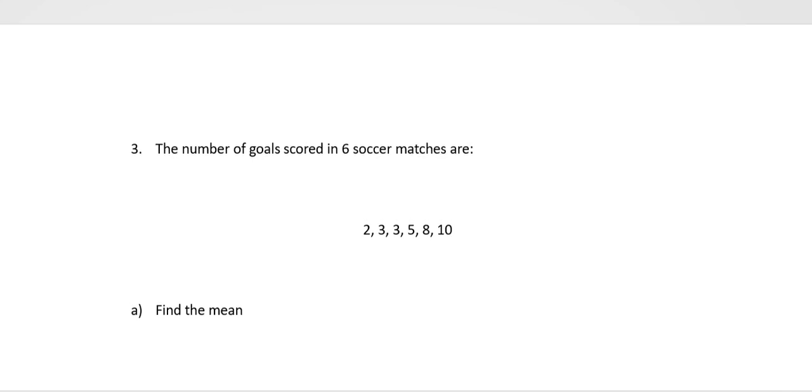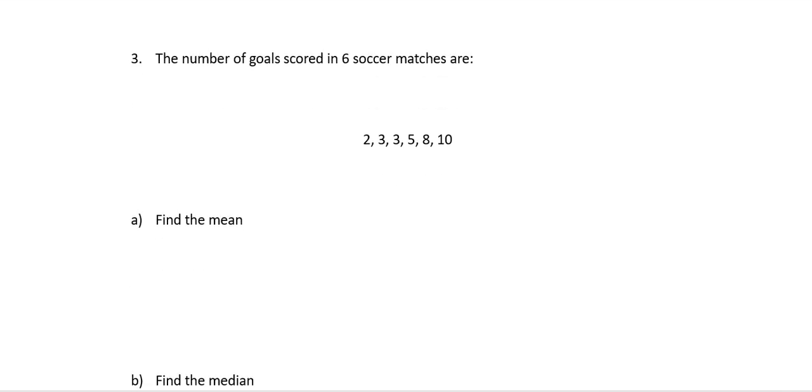Oh man, I got so much. The number of goals scored in 6 soccer matches are voila. Now it's pretty cool how the list is already in order for us, so we don't need to rearrange it. Okay. So let's just work it out. Find the mean. So we know n equals 1, 2, 3, 4, 5, 6. Well, it even tells us 6 right there.